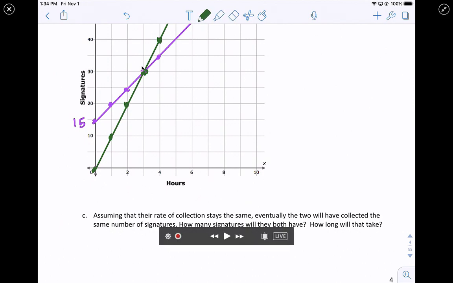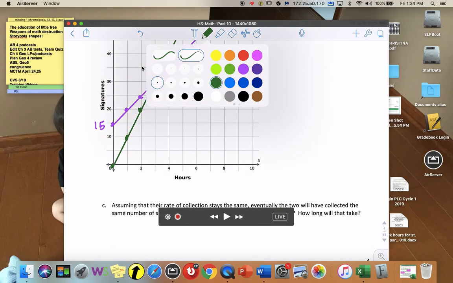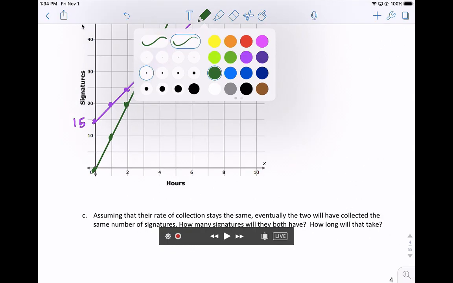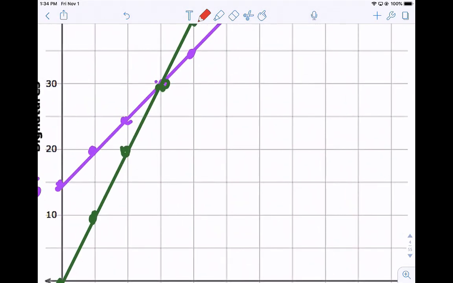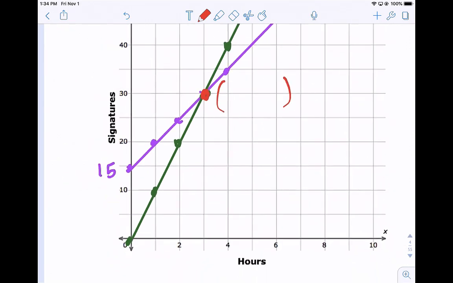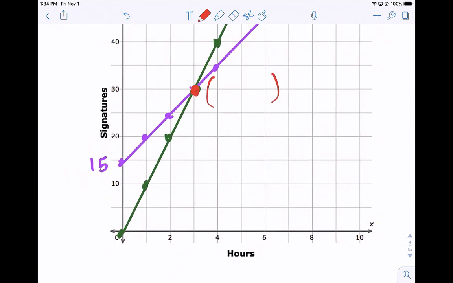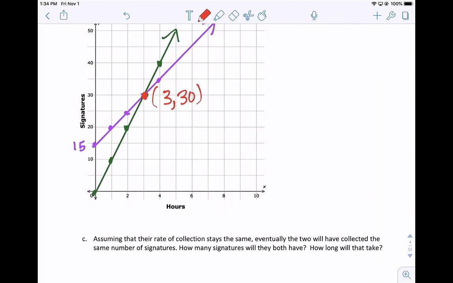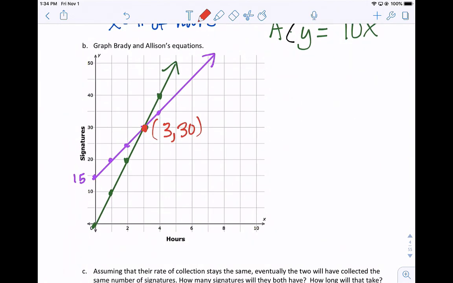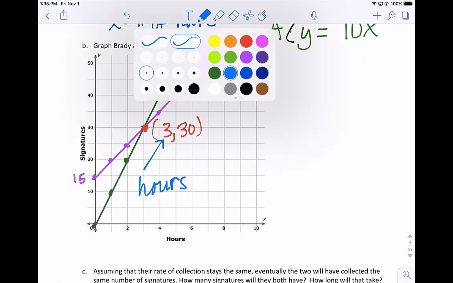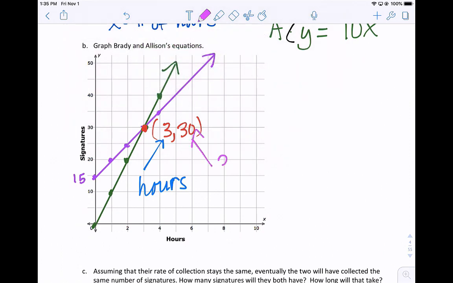So when you're solving a system, what are you trying to find? You're trying to find where the two lines cross. And so if we take a look, here is where they cross. This is at the point (3, 30). So let's talk about what this means. 3 is the x value, so this is hours. So we could say after 3 hours, they have the same amount of signatures, and that number would be 30 signatures.